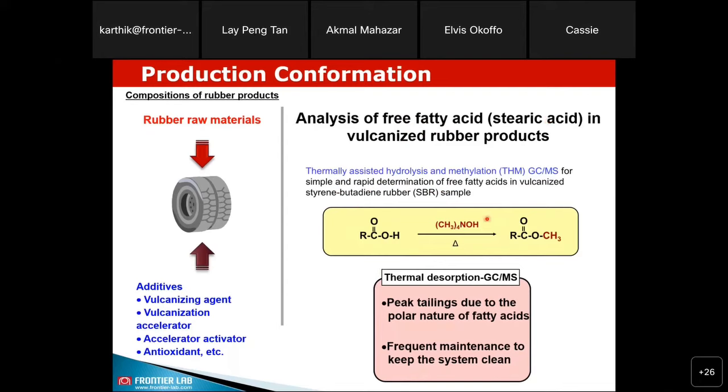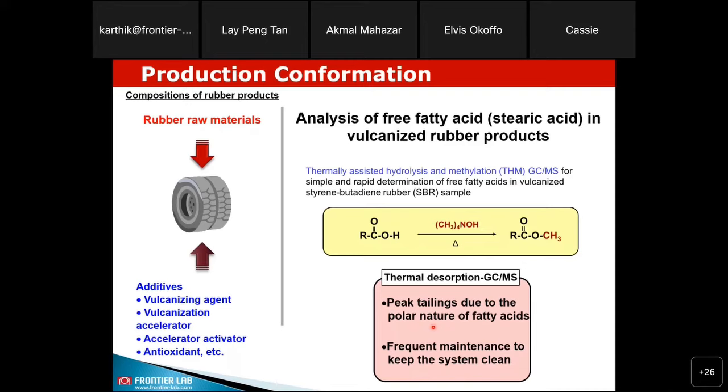So this stearic acid, if you are trying to do through a standard thermal desorption GCMS, you always have some issues due to peak tailing because of the polar nature of these fatty acids. And also it requires frequent maintenance to keep the system clean, because it's not totally gotten rid of from the column, so you may have some kind of background issue, so you have to clean the system very frequently. So to overcome this challenge, we can take a different approach.